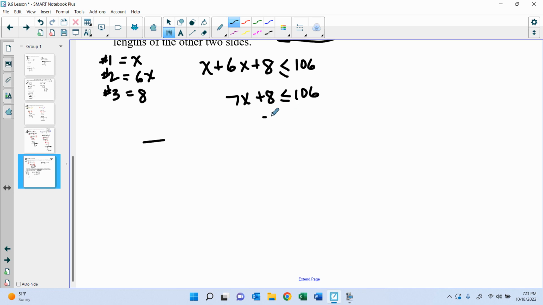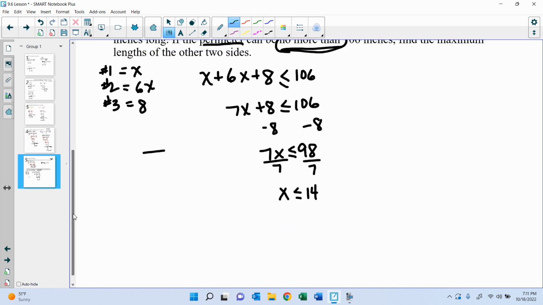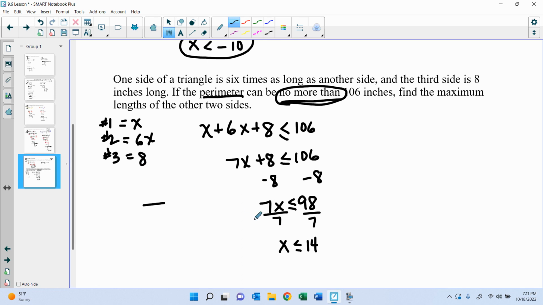So we're going to subtract 8 from both sides, and we're going to get 7x is less than or equal to 106 minus 8, which is going to be 98. And then we're going to divide by 7, so we get x is less than or equal to, and if you divide 7 into 98, you're going to get 14. So what that tells me is, it says find the maximum length of the other 2 sides. So if side number 1 is x, x at most is 14.